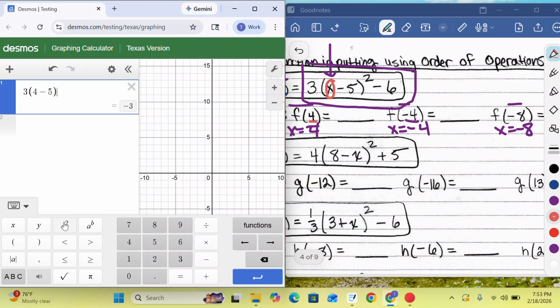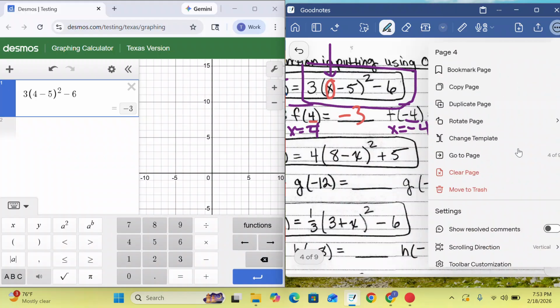And how do I get my square? I can do a to the second or ab to the second. And then I'm going to subtract 6, and there it is. Desmos will give us a negative 3. So once again, what am I doing? I'm just inputting the value. So x is negative 3.